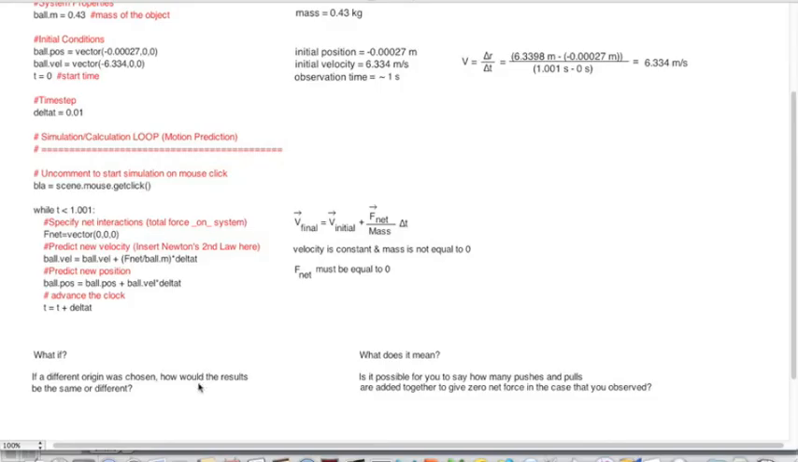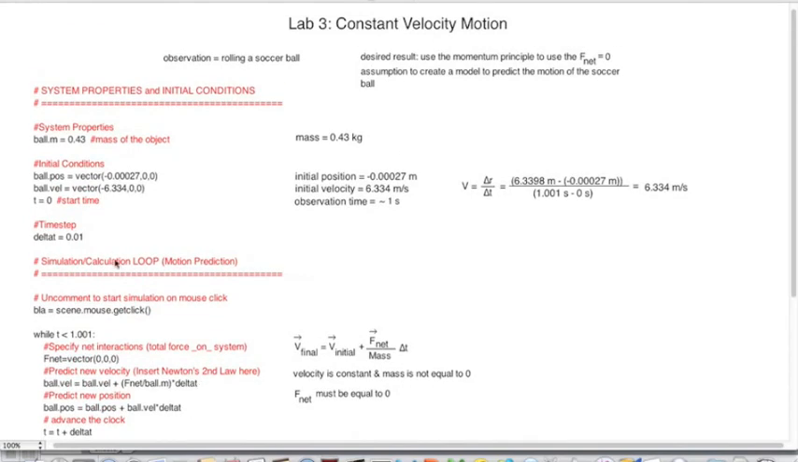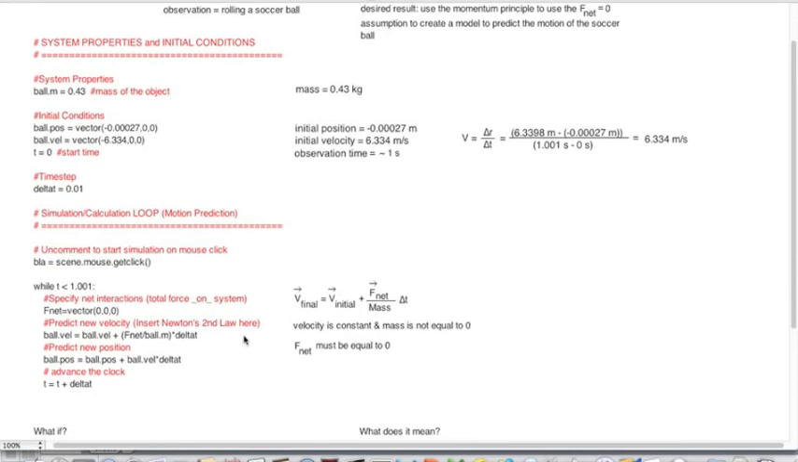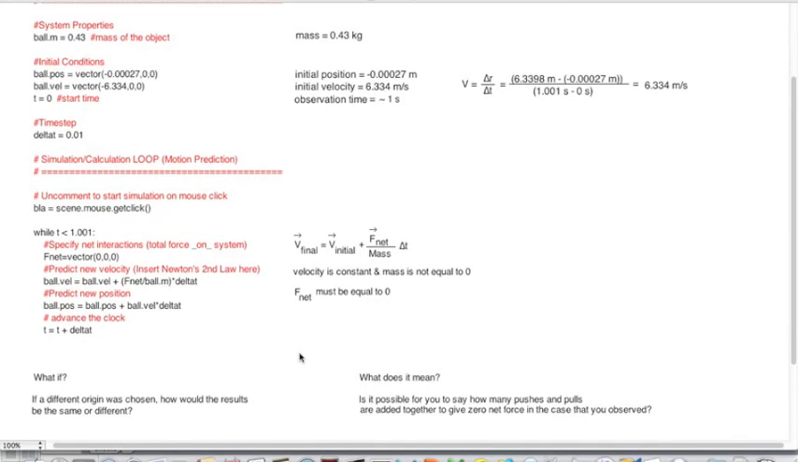Now for the what-if question. If a different origin were chosen, then the only thing that would be different would be the position vectors. As you see right here, the initial position would be different from negative 0.00027, 0. But as you see from the formula, where the ball's position is doesn't affect the velocity, so it wouldn't affect whether the ball travels at a constant velocity.